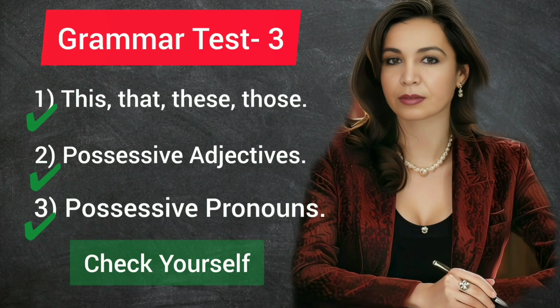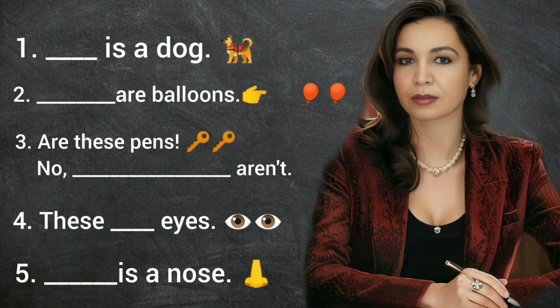In this video, we are going to have a quiz of our previous lessons. We are going to have a checkup for this, that, these, those, possessive adjective, and possessive pronoun. So, are you ready? Here are some few questions. I want you to focus on this and that, these, and those. The first one says, dash is a dog.